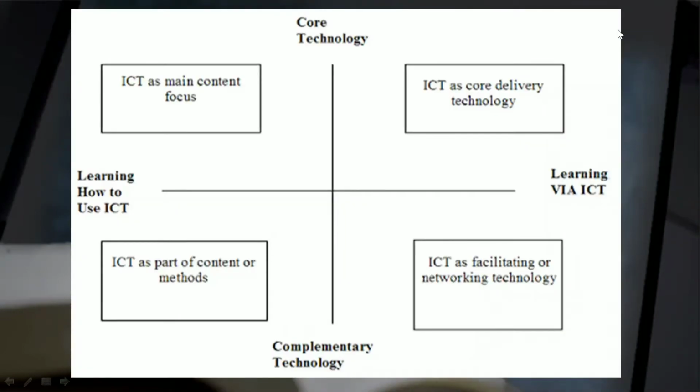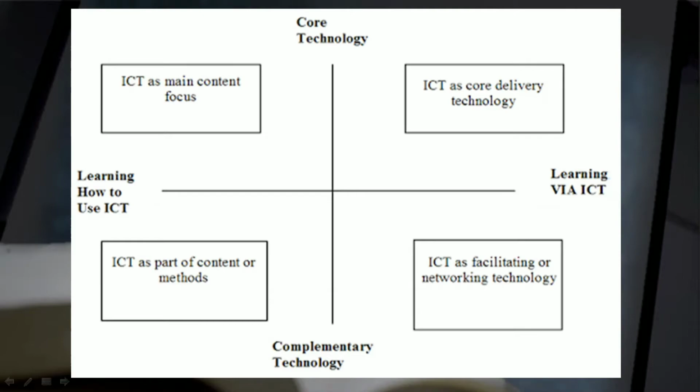So we have also here another graph. We have the core technology, the learning via ICT, the complementary technology. We have also learning how to use ICT. So at the first quadrant at the upper left, we have ICT as the main content of the focus. And on the upper right, we have ICT as a core delivery technology. So in core delivery technology, ICT is used as a medium or as media. At the bottom right, we have ICT as a facilitating or networking technology.